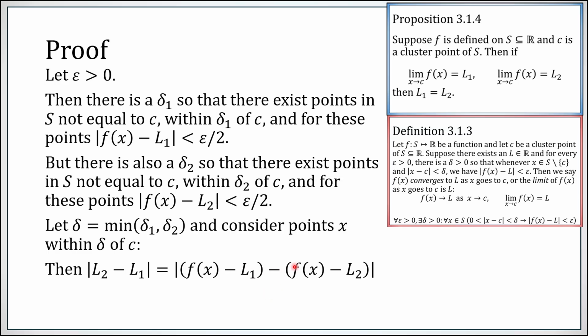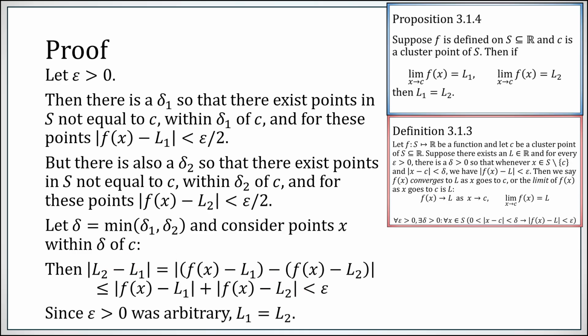This is just playing around with adding and subtracting the same quantity. The triangle inequality splits this up. Both of these were less than epsilon over 2, so overall less than epsilon. The only way L2 minus L1 can always be less than epsilon for an arbitrary epsilon is when they are the same.